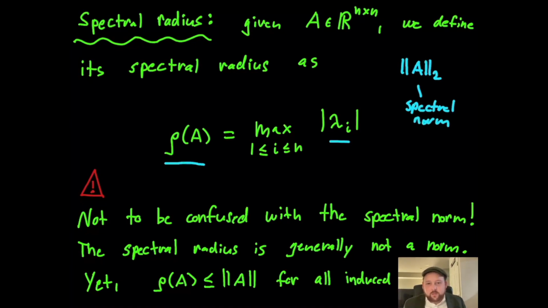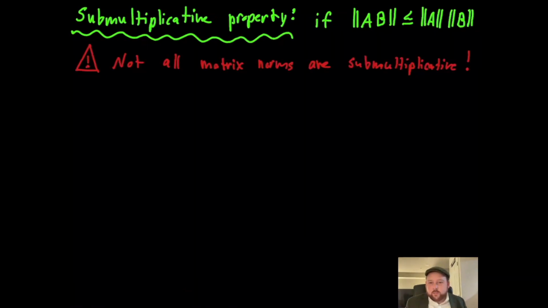In general, the spectral radius is not a norm, which you can prove because it does not satisfy all the properties of a matrix norm. I just wanted to put that on your radar. The next big property of matrix norms to consider is whether or not they're submultiplicative. What this means is, if I take the product of two matrices A and B and take their matrix norm, whatever matrix norm I'm considering, is this true?